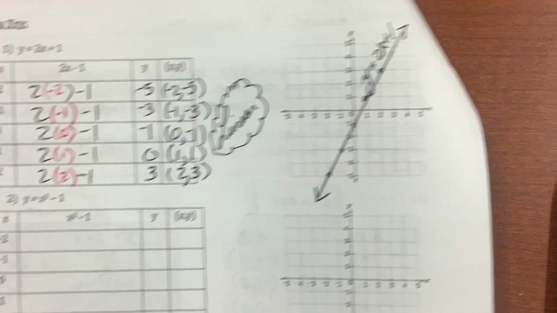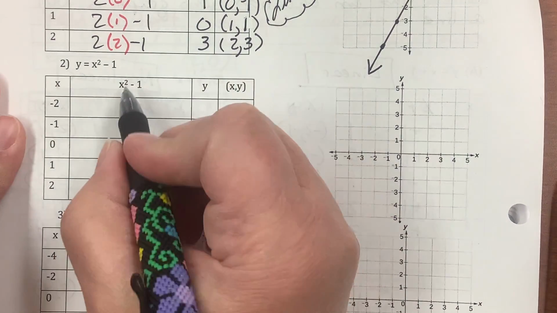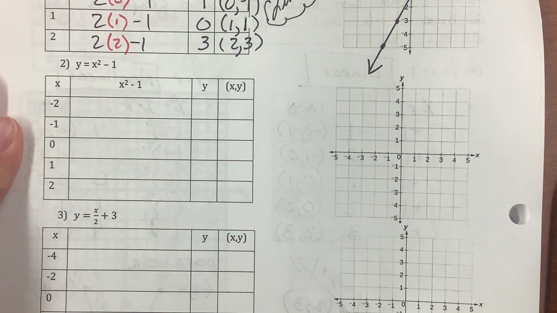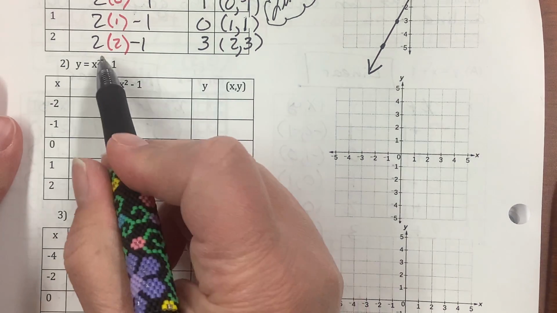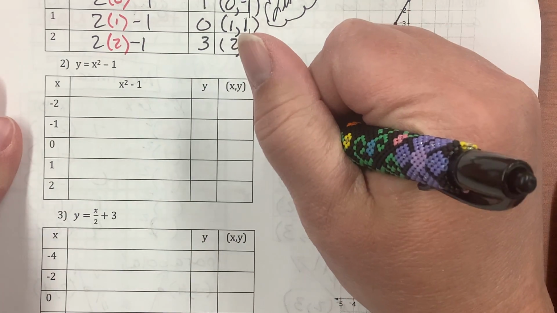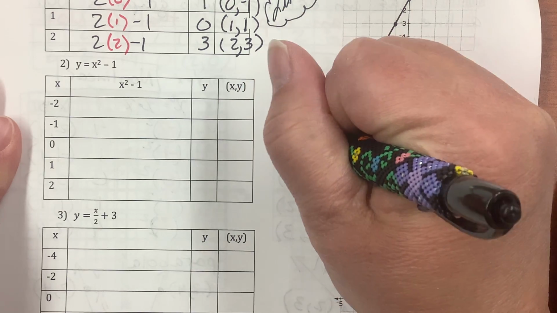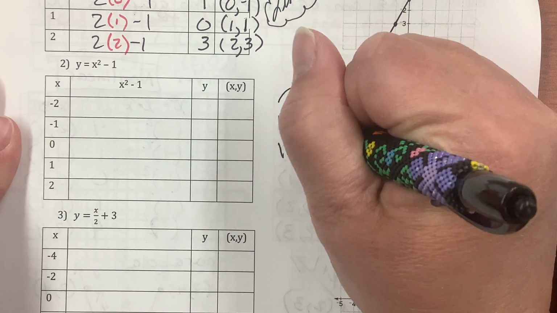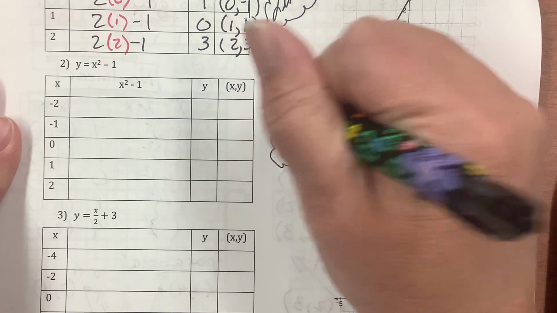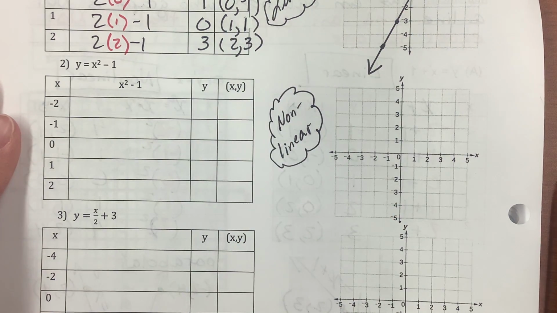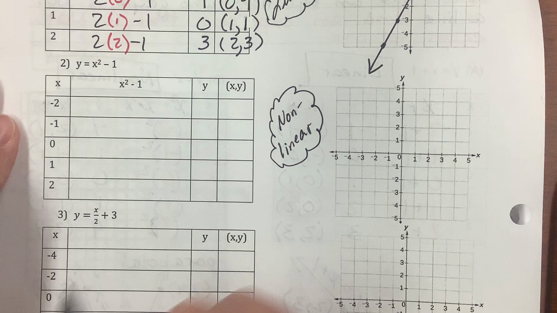All right. So the next one already has an exponent of 2. I don't even have to do anything. I see that, and I know that that is nonlinear. I wrote nothing. I looked at the equation, saw that exponent, and I knew ahead of time it was nonlinear.